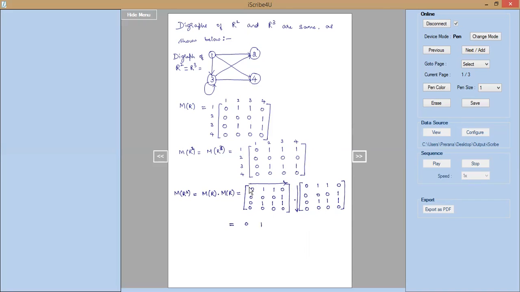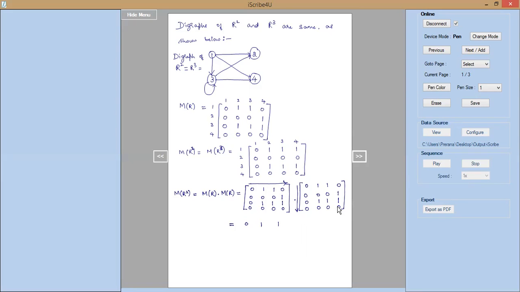First row with the third column: 0 into 1 is 0, 1 into 0 is 0, 1 into 1 is 1, 0 into 0 is 0. So the sum is 1, I believe. The next value: 0 into 0 is 0, 1 into 1 is 1. Again we have 1 into 1 is 1.